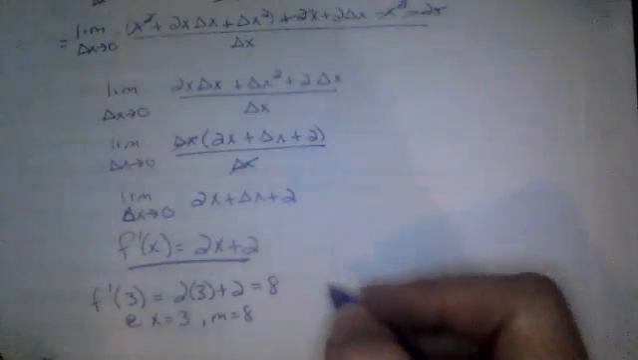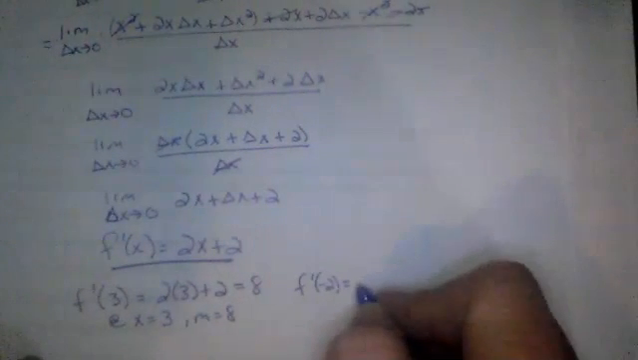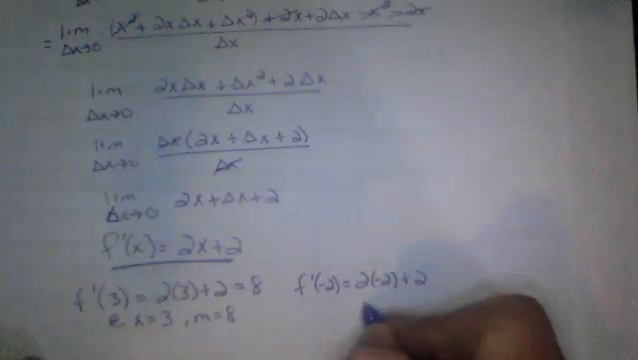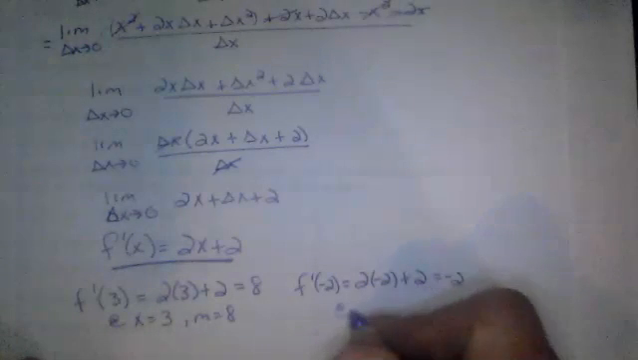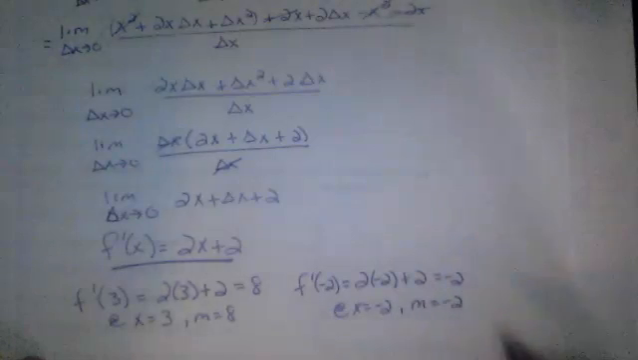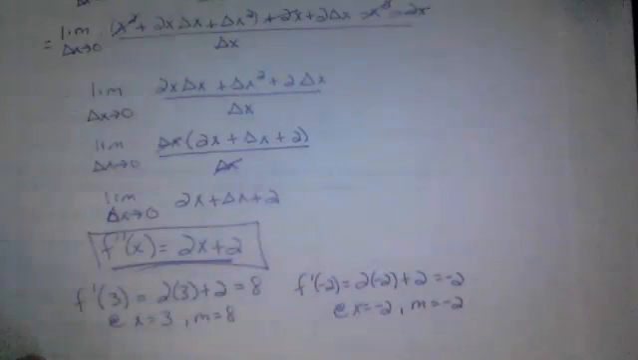Or I could do negative 2, f prime of negative 2. I would have 2 times negative 2 plus 2. So negative 4 plus 2 would be negative 2. At x equals negative 2, my slope of the tangent line is negative 2, or the derivative is negative 2. So now that I have it down to a formula, I can use that formula to find the derivative at any point on the graph.